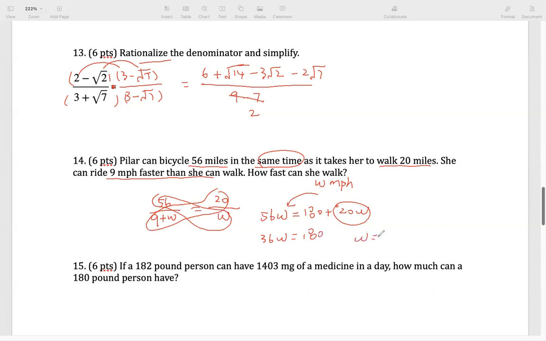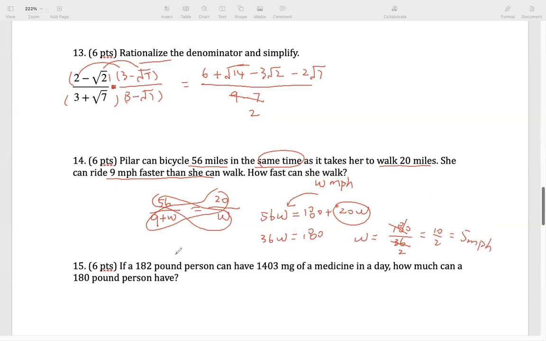Or W, the walking speed, is 180 divided by 36. Well, I think that's 5, right? Because 18 goes into 36 twice, so 10 divided by 2, which is 5. So her walking speed is 5 miles per hour.